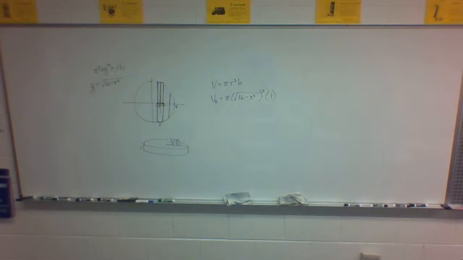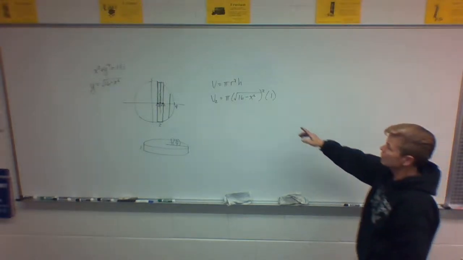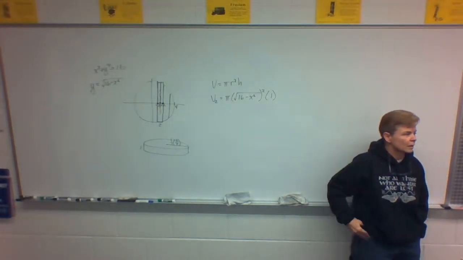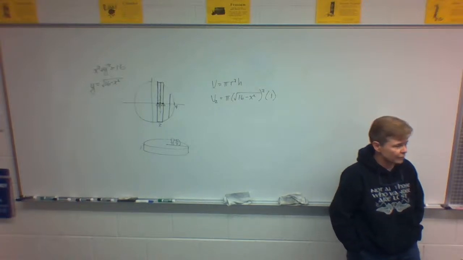I have pi times parentheses the square root of 16 minus x squared, squared. You don't need the square root, you can just cancel the square root and the squared. Times 1, currently. If you were doing 16 cylinders, this number here would be 1/2. And did you put 1/2 in the formula?